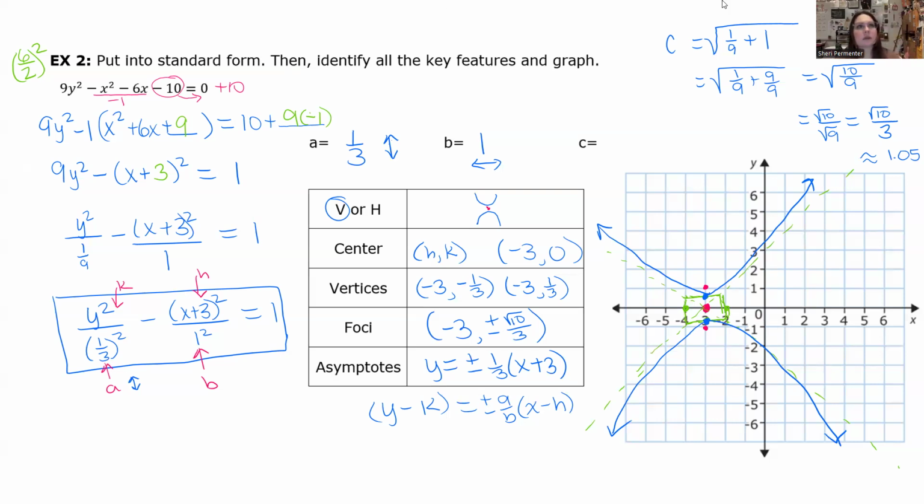That is all the examples we're going to do.